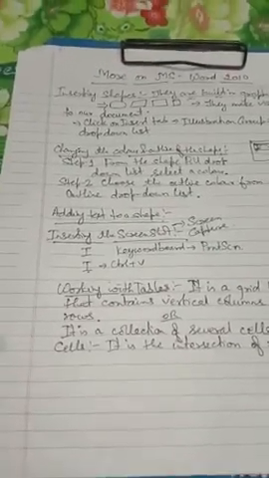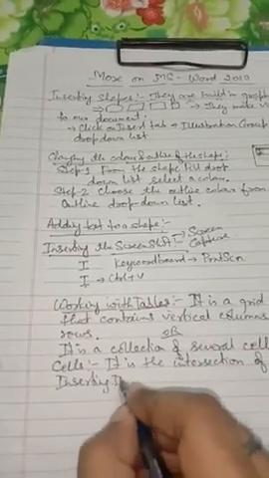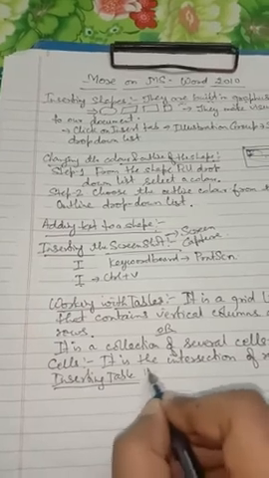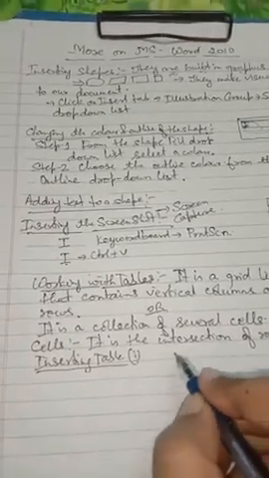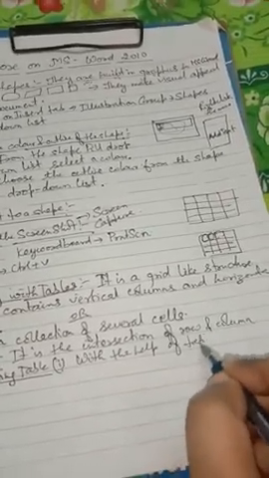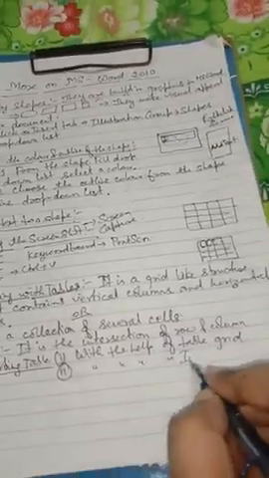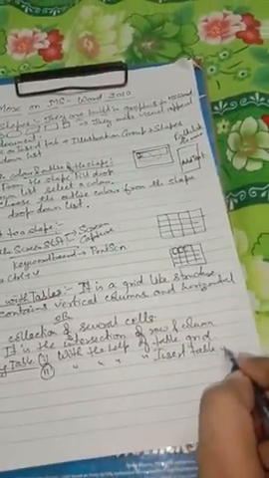There are different ways of inserting a table in our document. The first way is that we can insert the table with the help of the table grid. This is the first method. Now the second method is that we can insert the table with the help of the insert table option. This is the second method of inserting the table.